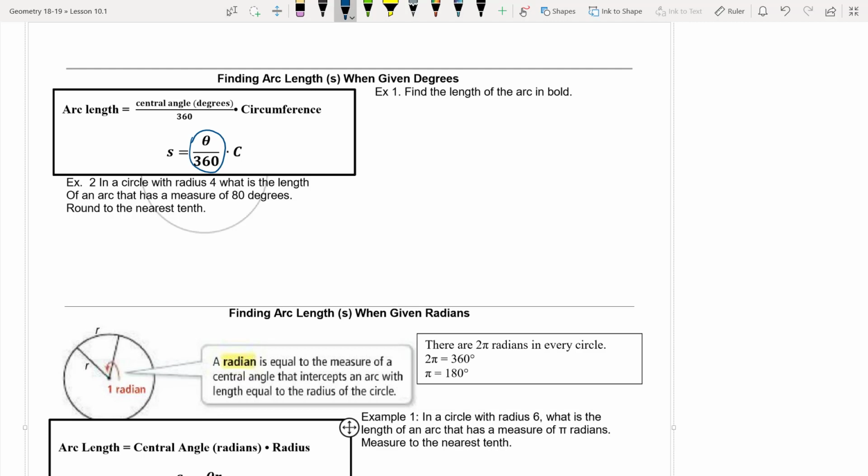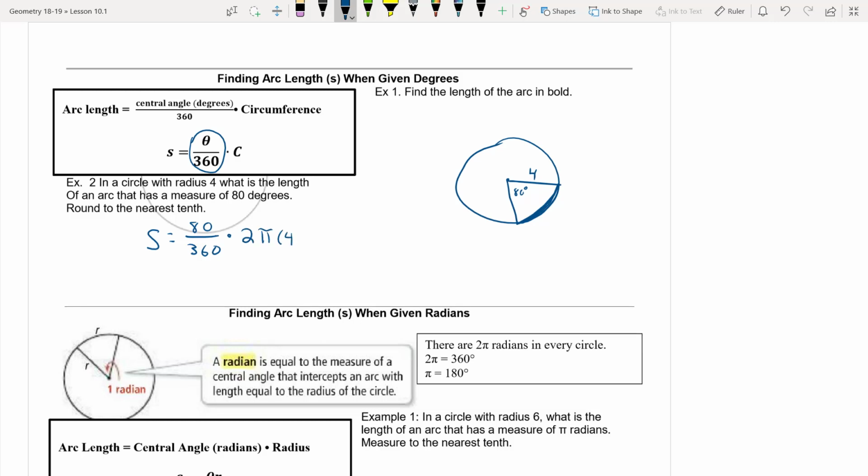So in this example here, it says a circle with radius of 4. They said, what is the length of the arc where we have a measure of 80 degrees? So right here, I'm just going to make this 80 degrees. And they want to know that arc. So using our formula, our arc length, which is denoted by the letter S, is my 80 degrees over the entire circle, 80 over 360. And then I'm going to write my formula for circumference, which in this case they gave me radius. So I'm going to do 2 times pi times our radius of 4.